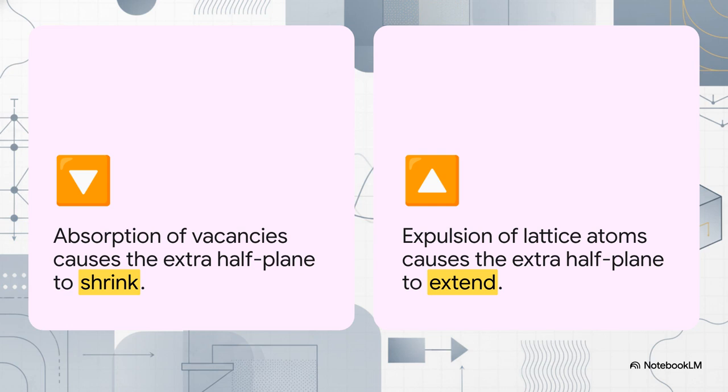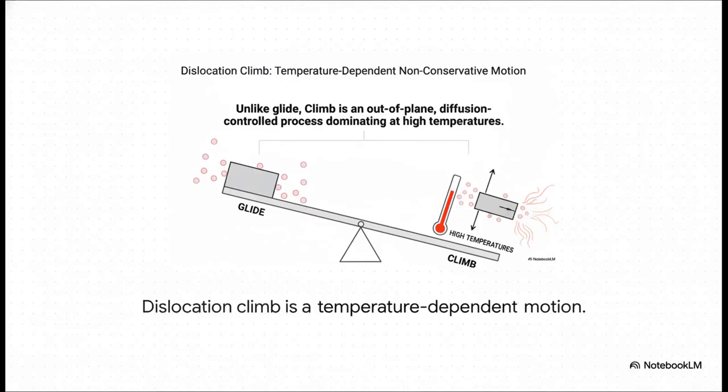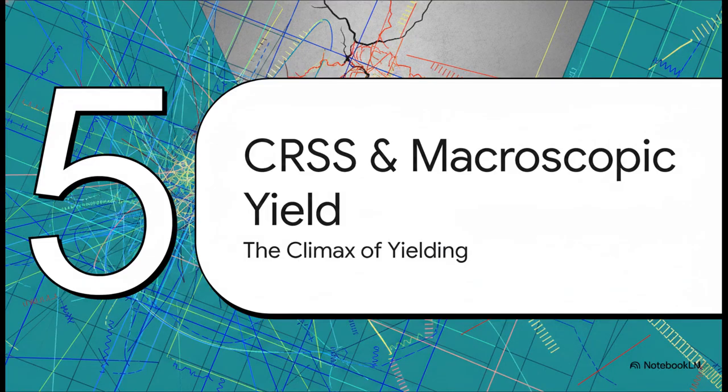Well, they do have a workaround, but it requires a ton of thermal energy. Since they can't just slip out of plane, they rely on a diffusion-controlled process to either shrink by absorbing vacancies, which we call positive climb, or extend by expelling lattice atoms, known as negative climb. This non-conservative motion is highly temperature-dependent, functioning kind of like a delicate seesaw. Unlike normal glide, climb really dominates at high temperatures. It's this specific process of vacancy absorption or expulsion that finally grants that stubborn edge dislocation some out-of-plane mobility, allowing it to bypass blockages.